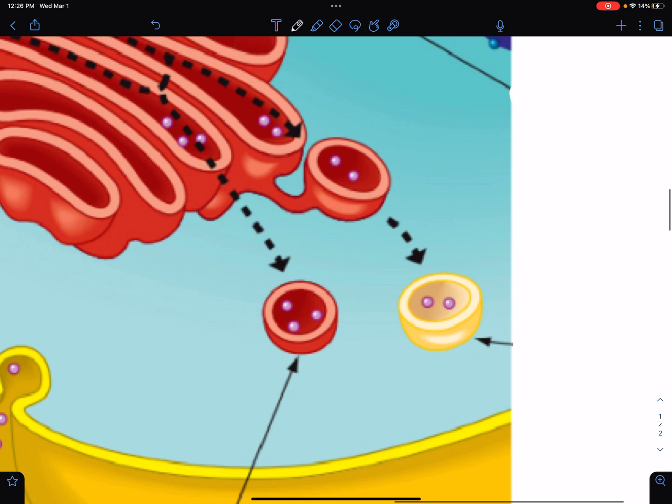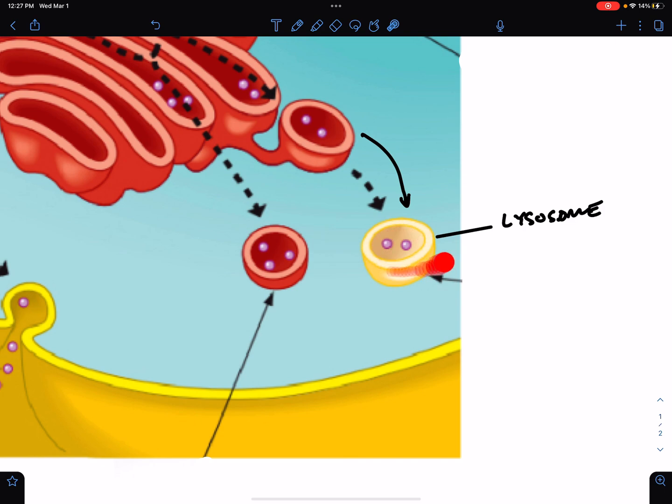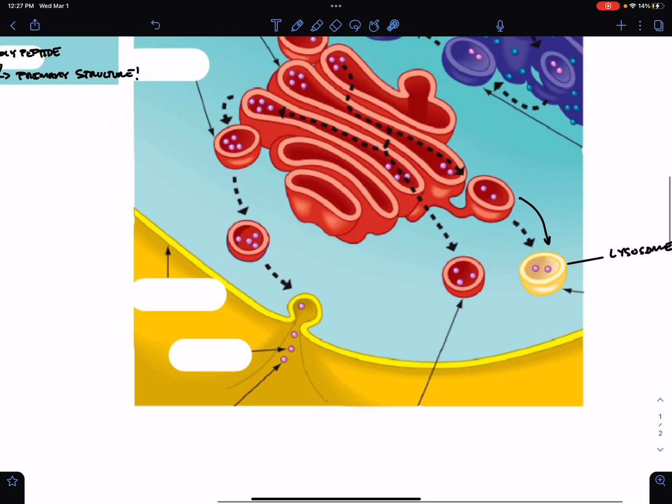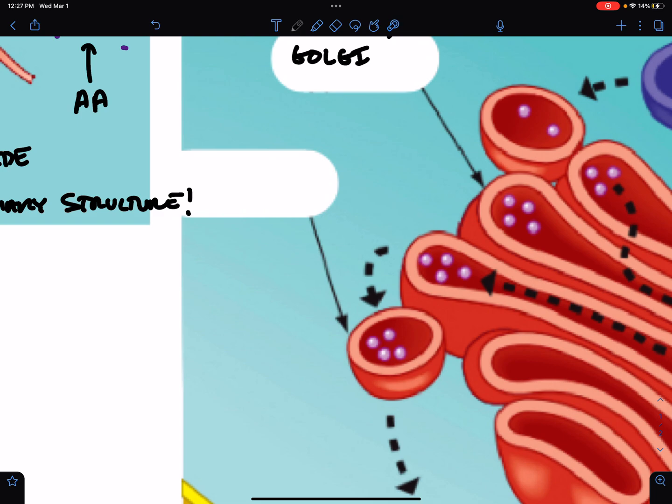So these proteins here are going to fuse with another organelle. This is probably a lysosome. So this vesicle is going to be bringing proteins to the lysosome. Maybe they are digestion proteins, and the lysosome needs that. But the proteins that we're interested in are in a transport vesicle that is headed to the outside of the cell, the plasma membrane.